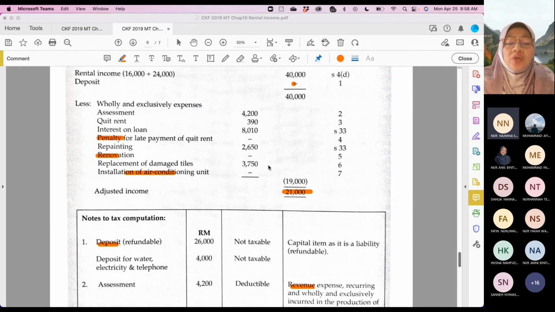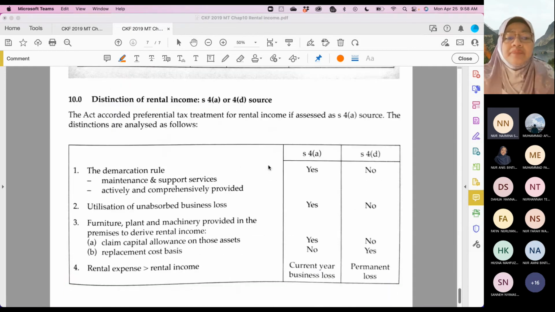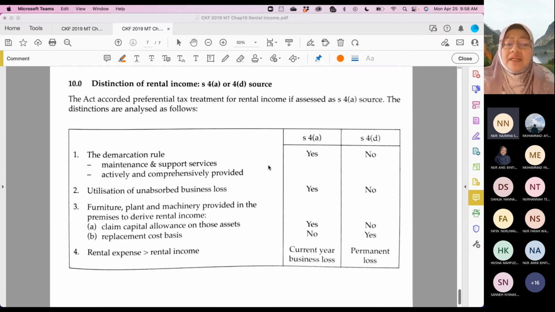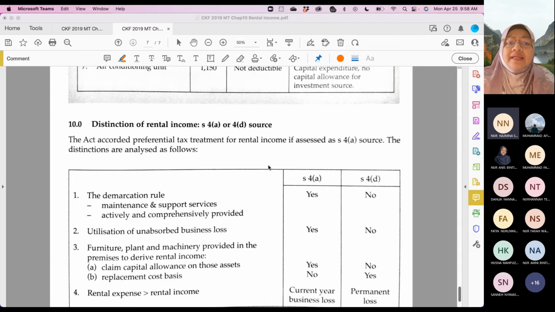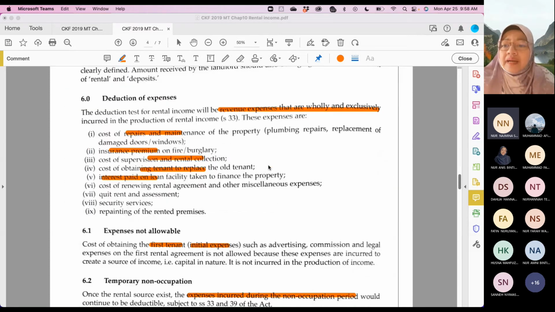Alright, it's already 10 o'clock. Please look at the distinction between rental income for 4A and 4D. And that covers the topic on rental income.